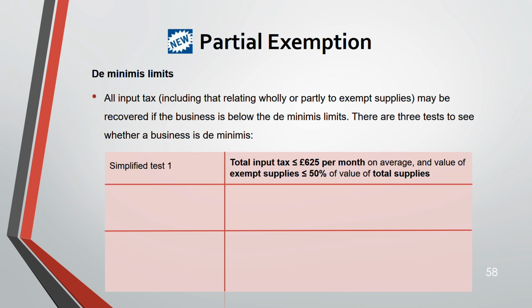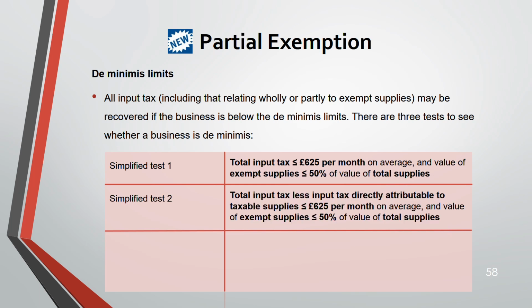That's why I've highlighted per month. Don't take just 625. Sometimes they might give you 625 annually, sometimes 625 quarterly, but you have to take per month on average. And the value of the exempt supply should be less than or equal to 50% of the value of total supply. Simplified test 2: total input tax less input tax directly attributable to taxable supply should be less than 625 per month, and value of exempt supply less than 50% of total supply.